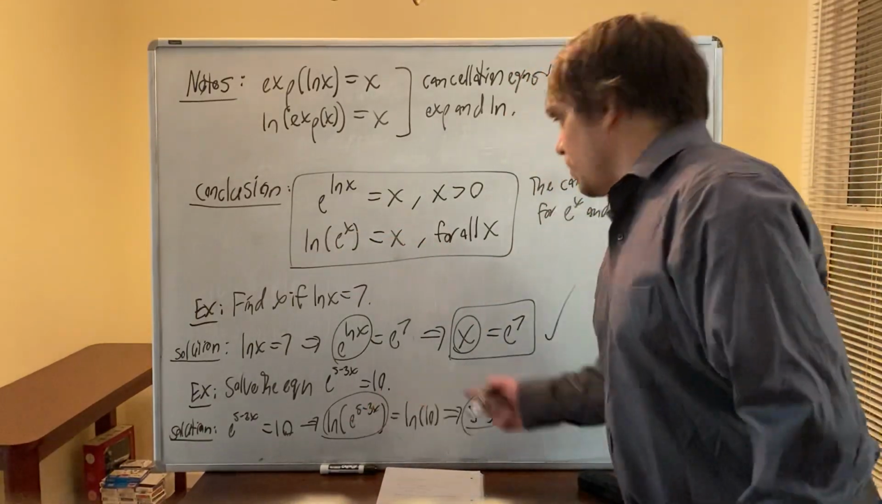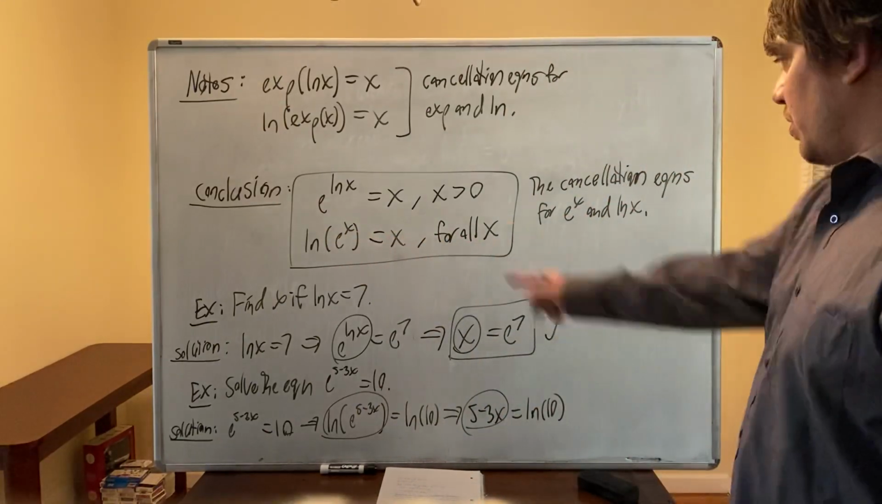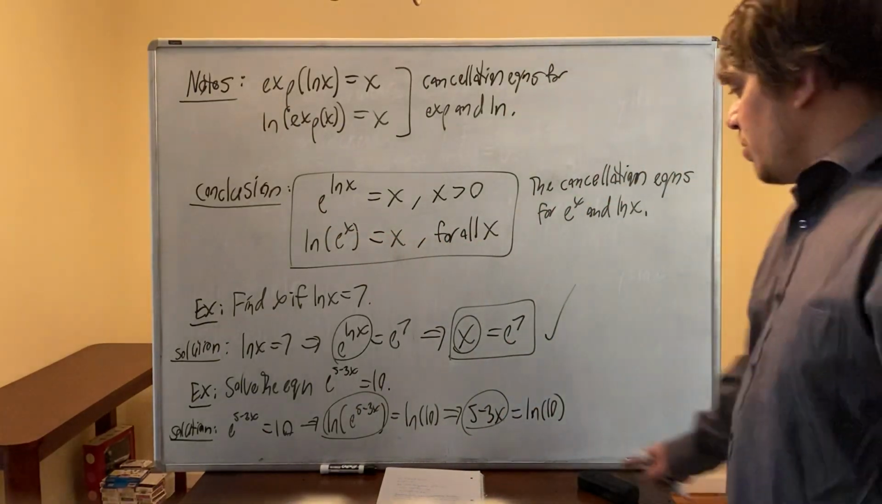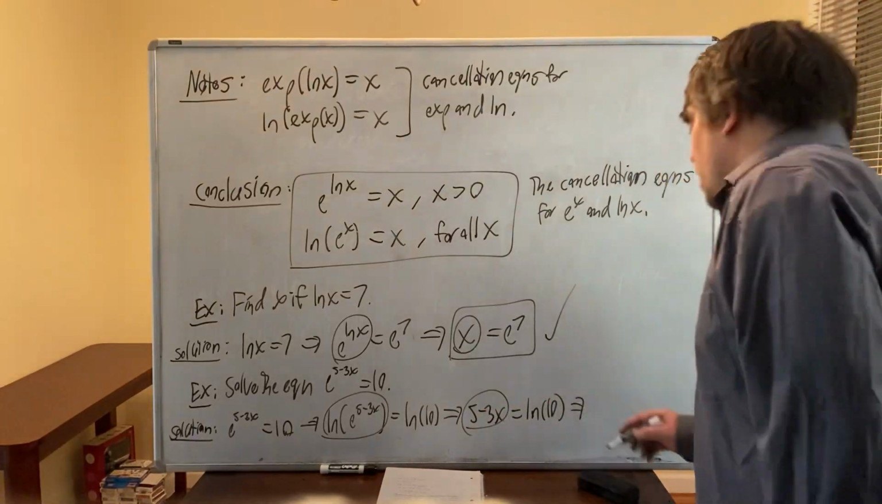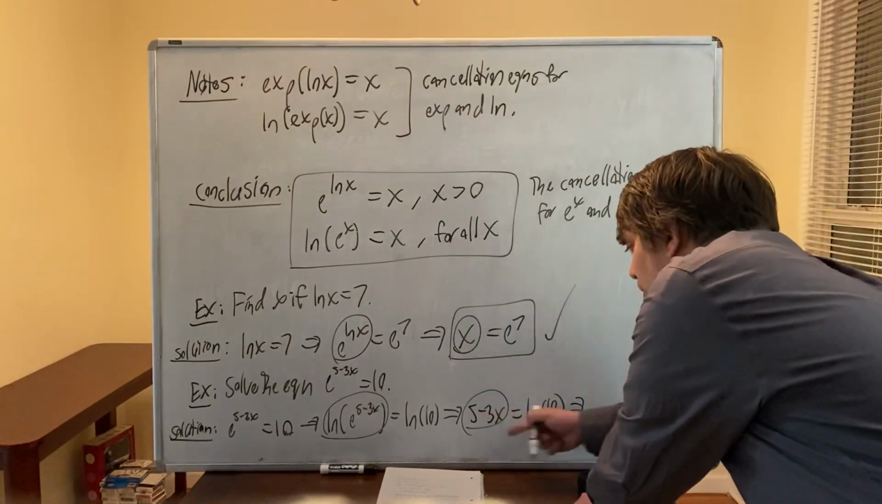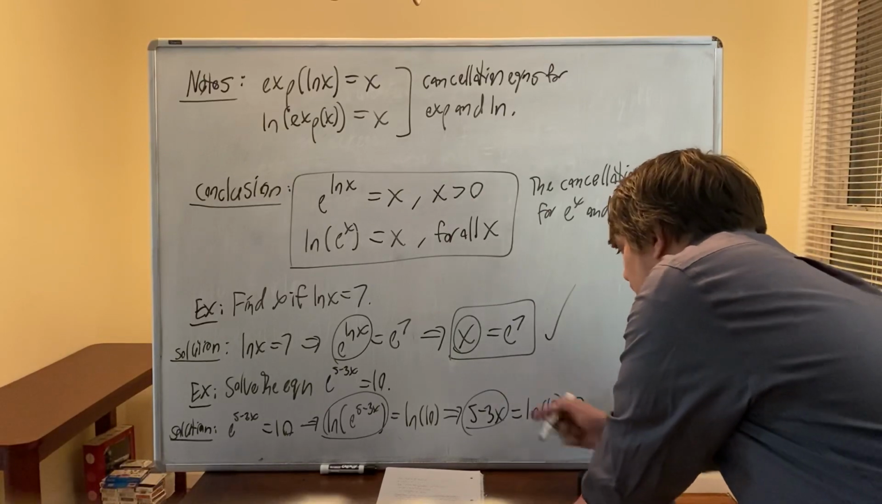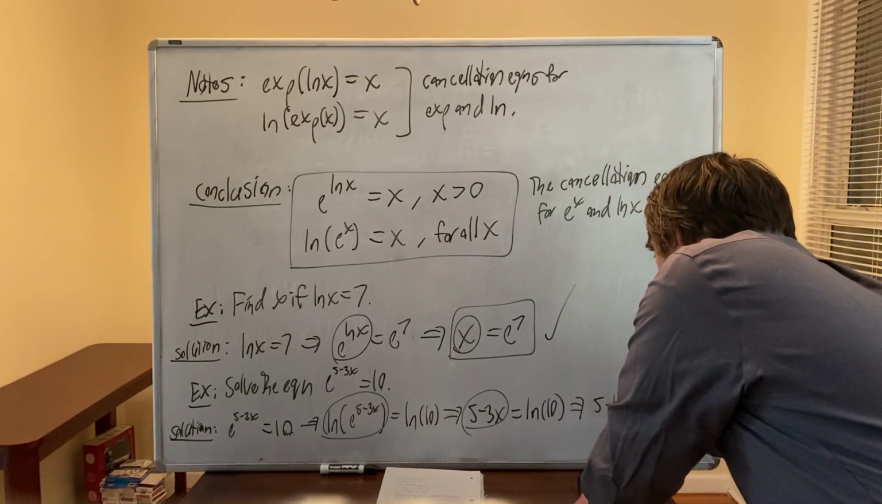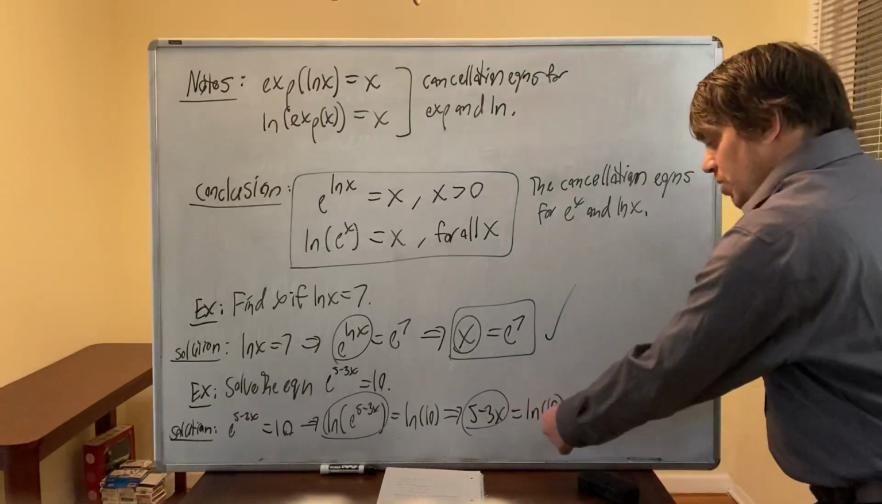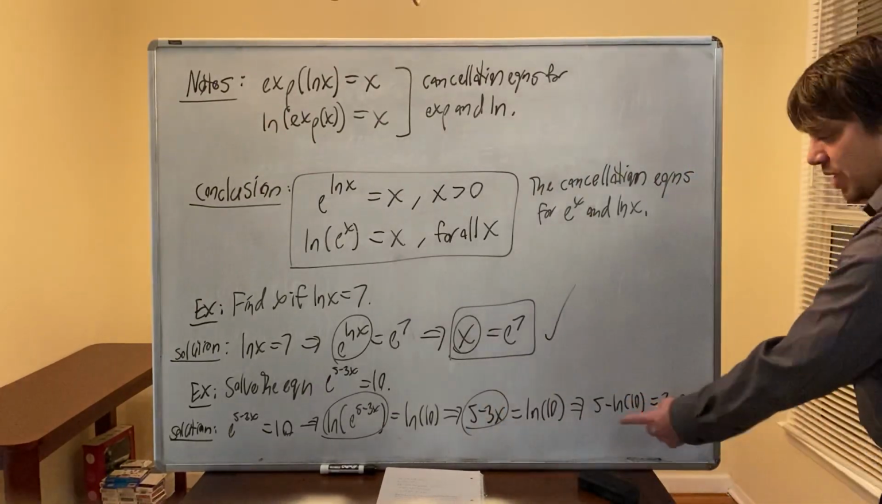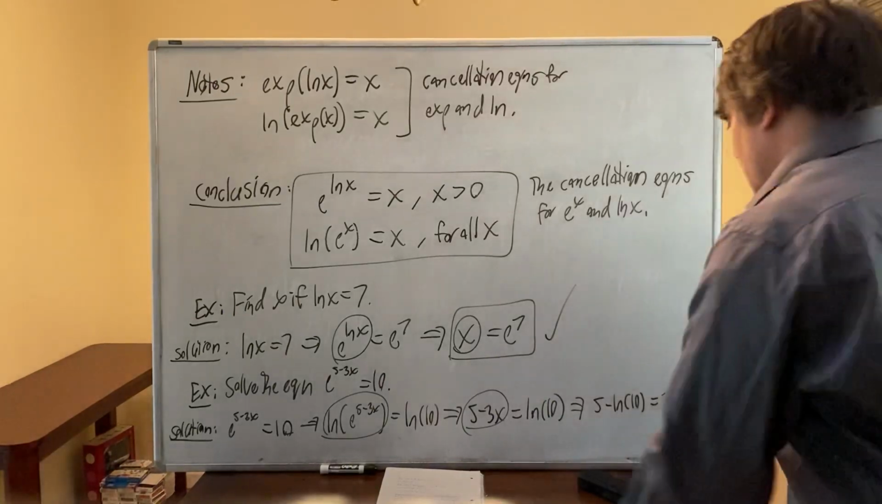So I substitute that by the second cancellation equation for e to the x and ln of x. Therefore, 5 minus 3x is ln of 10. That implies that I'm going to move the 3x to the other side and the ln of 10 to this side. So I add 3x to both sides, subtract ln of 10 from both sides. 5 minus ln of 10 equals 3x.